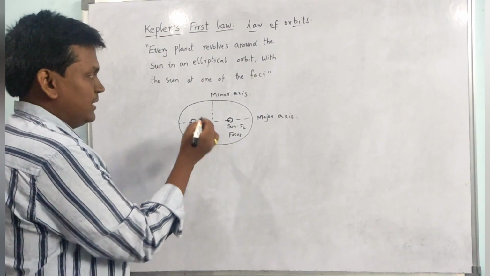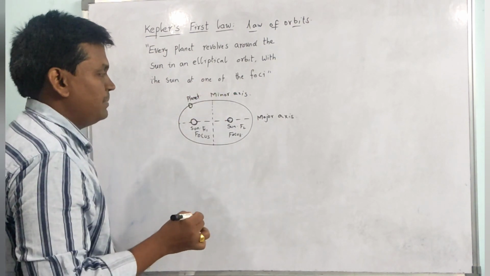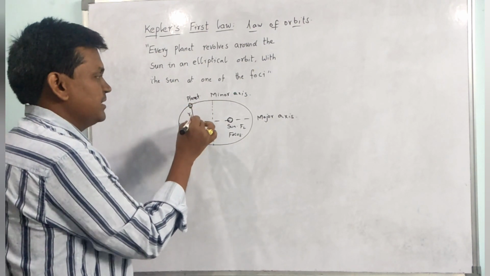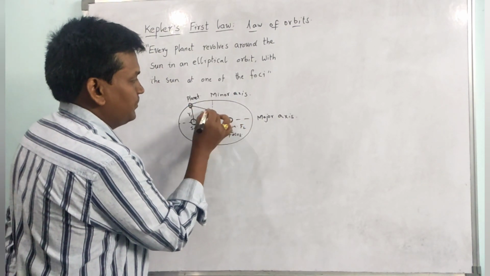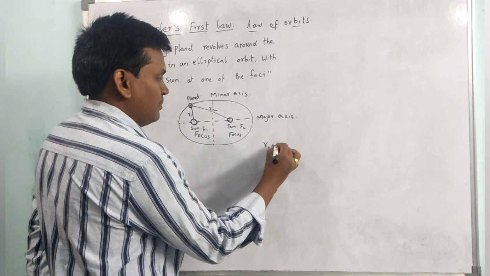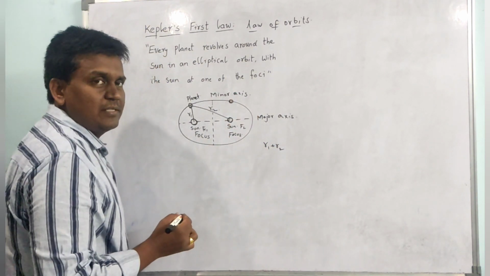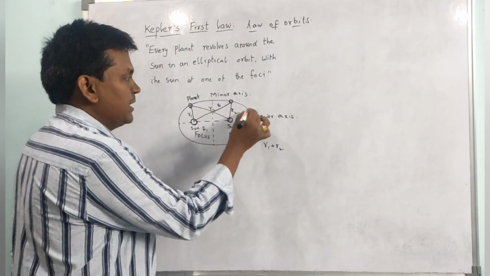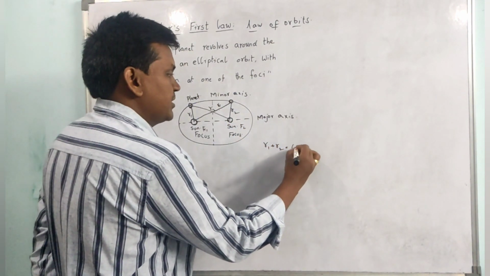So if you consider a planet here, the distance between the planet and the sun is R1, and the distance from the other focus is R2. Or consider one more position, if the planet is here, then this will be R1 and this will be R2. And the sum of R1 plus R2 is constant.